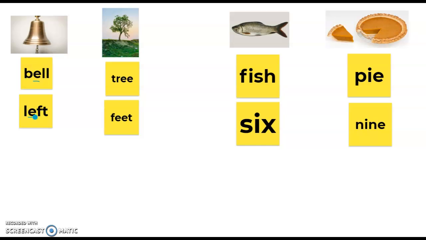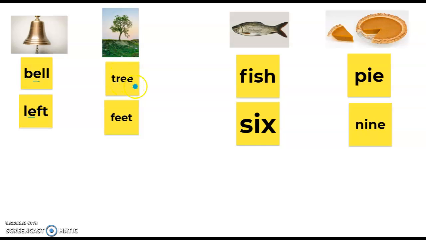And as we know, E is a vowel, and E can make its long sound or short sound. Look at the E's in these words and think if they make their long or short sound. B, e, l, bell, left. The E in these words make their short sound. They say eh.